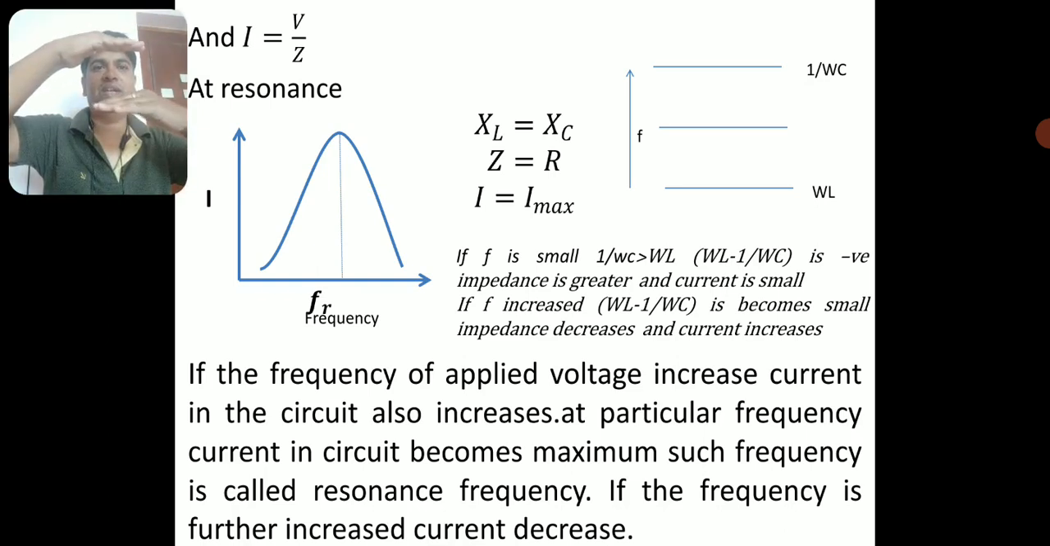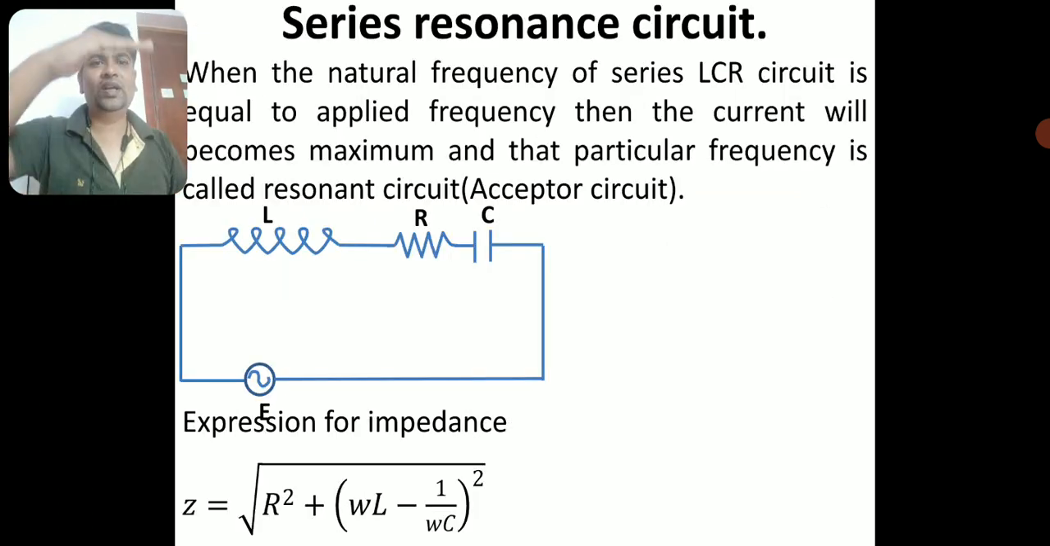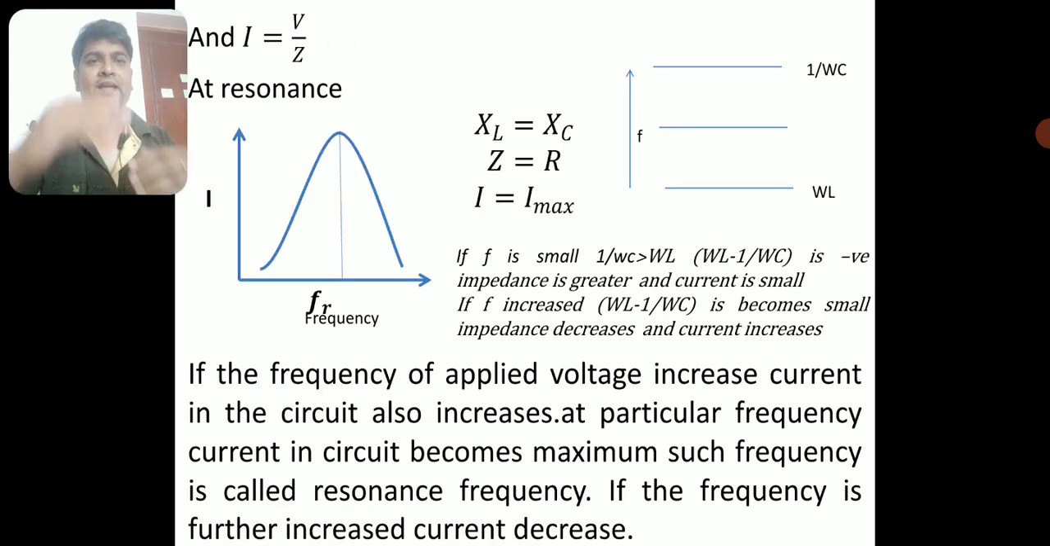If this is negative and we are squaring it, the impedance is greater. Go back and look at the impedance equation. Omega L minus 1 by omega C, the gap is high for low frequency. So if the gap is high, squaring that will be more and impedance will be more. Current is very small for lower frequencies.